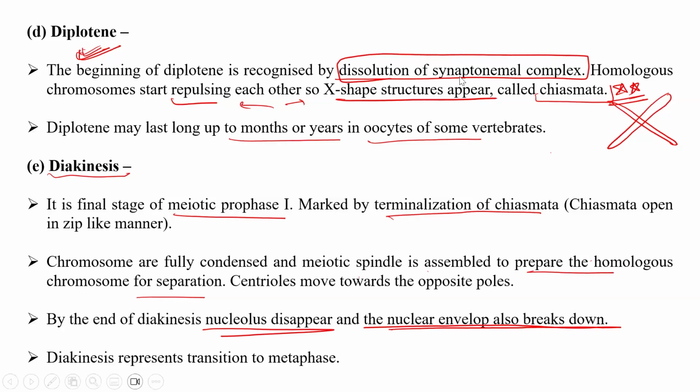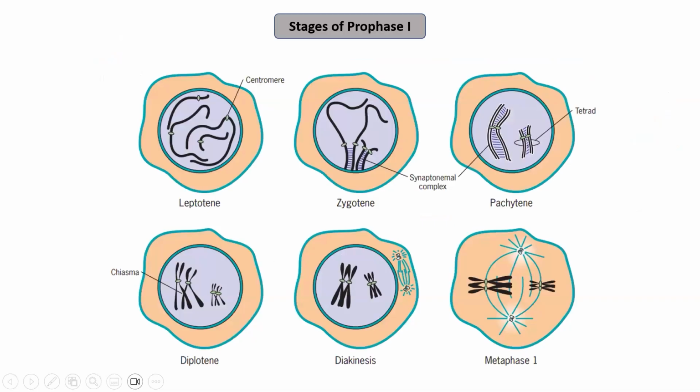So now the cell is preparing itself for the segregation of the homologous chromosomes. By the end of diakinesis, which is the final stage of meiotic prophase 1, the nucleolus disappears completely and the nuclear envelope also breaks down, which will further facilitate the separation of the homologous chromosomes from each other. Diakinesis represents the transition to metaphase. So after this, the next stage is the metaphase.